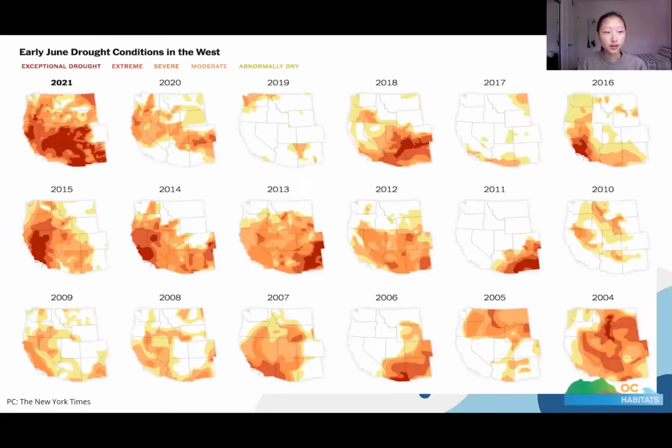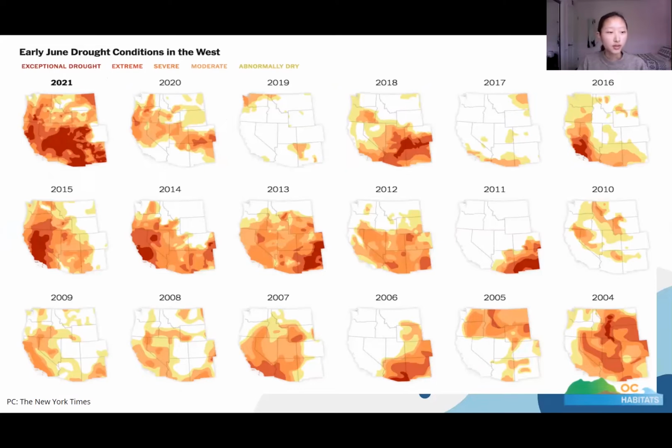This visual here I thought was very interesting. It's titled The Early June Drought Conditions in the West, and it shows the drought conditions in Western states from 2021 to 2004. The timeline goes backwards with 2004 being at the bottom right and 2021 at the top left.